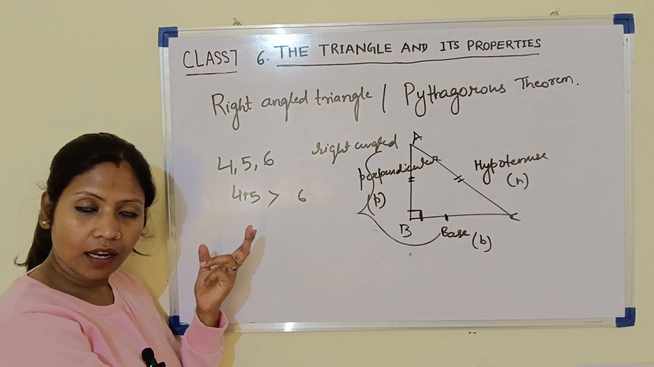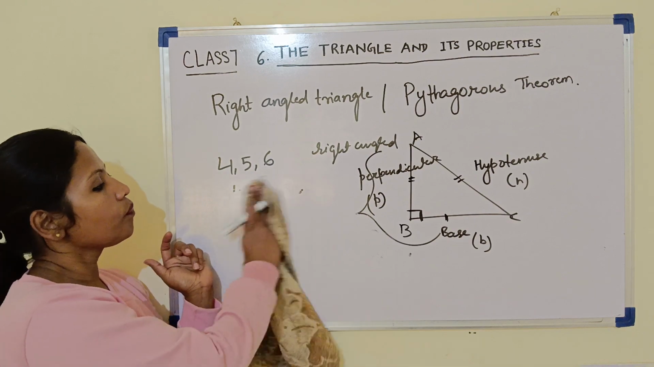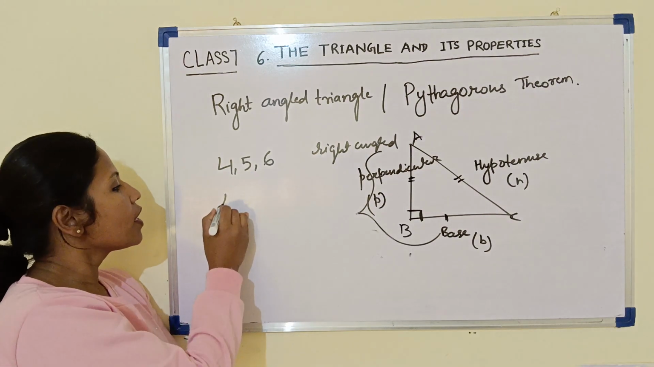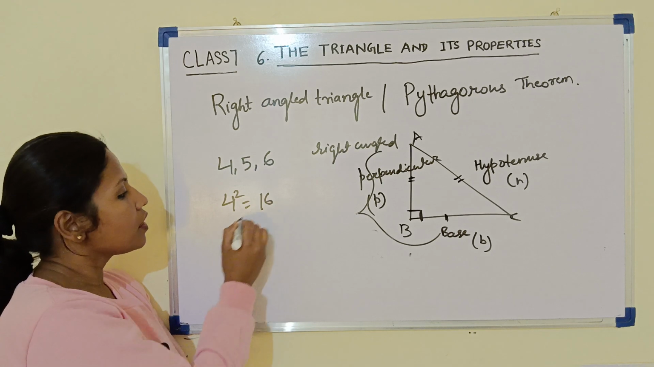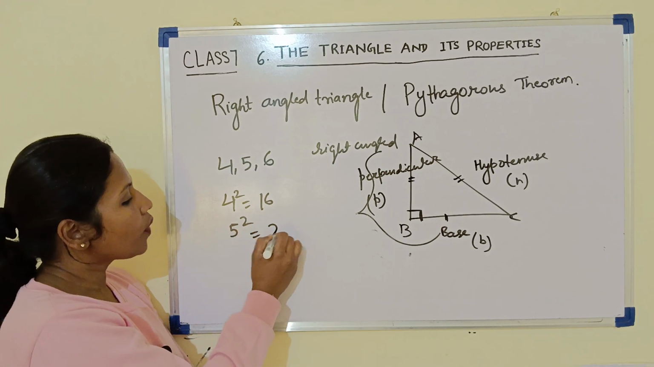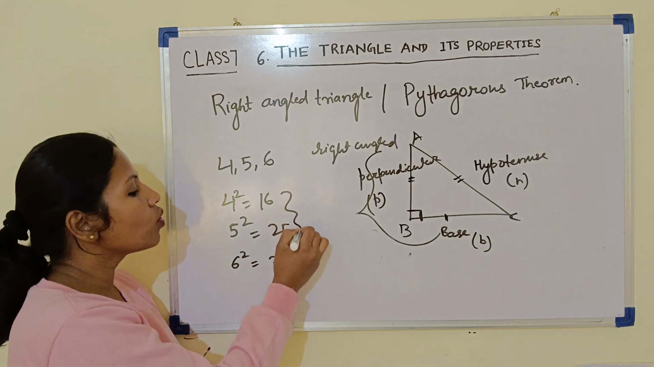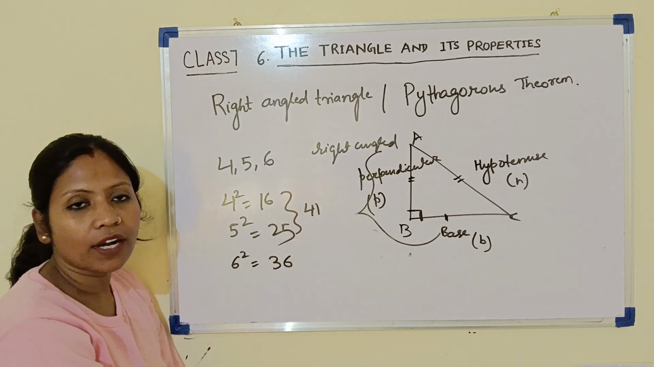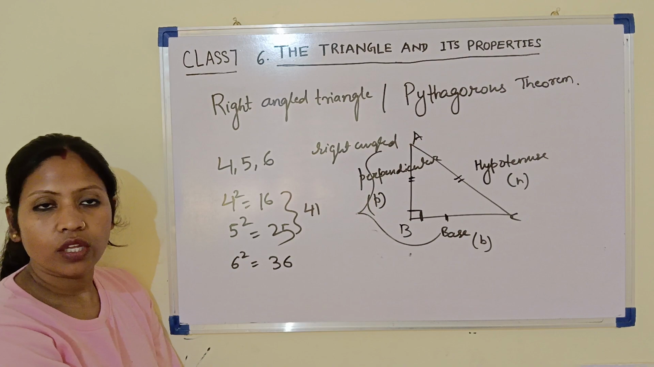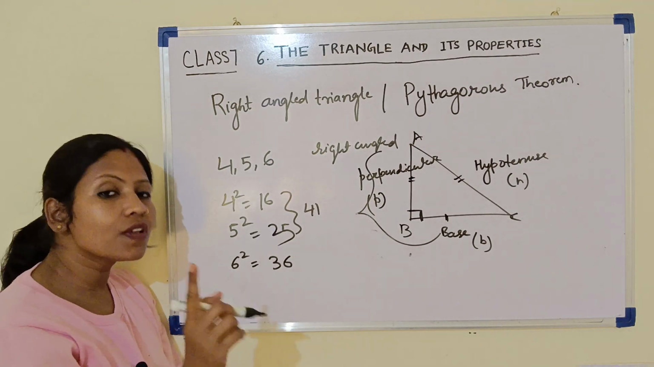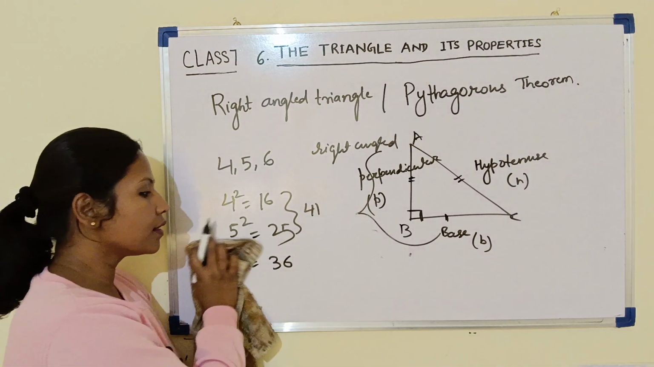But let's see whether a right angle triangle will form or not. So we take the square of 4, which is 16, the square of 5, which is 25, and the square of 6, which is 36. Adding these two gives 41, and the other is 36. These two are not equal, so this will not make a right angled triangle.